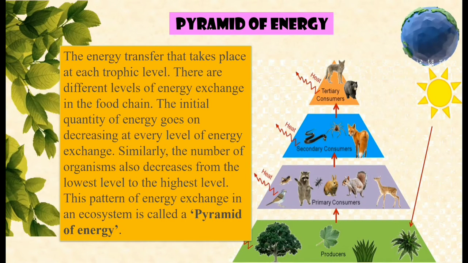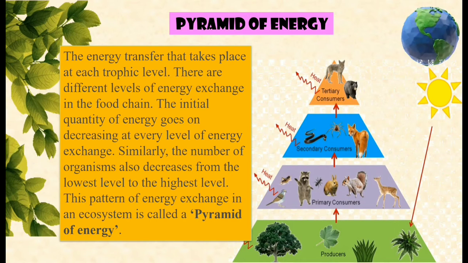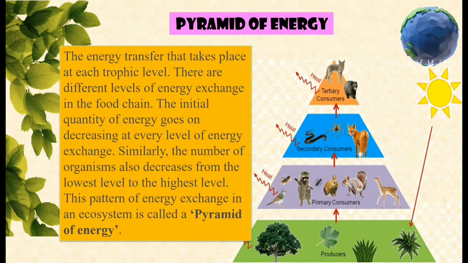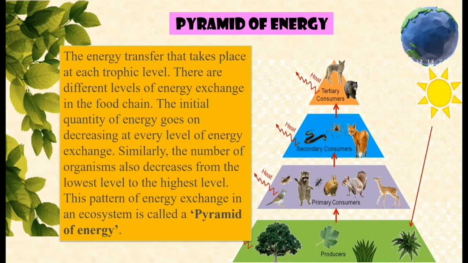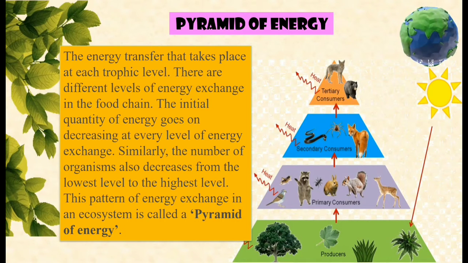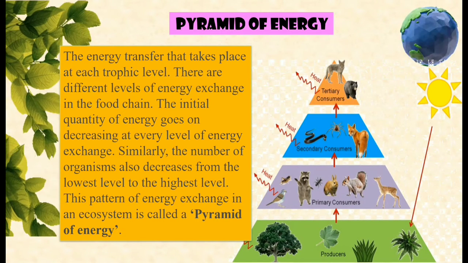The initial quantity of energy goes on decreasing at every level. Okay, energy keeps on decreasing at each and every level as you go up. Similarly, the number of organisms also decreases from the lowest level to the highest level. Everybody can notice the number of plants are more as compared to the number of deers or tigers or foxes. Okay, so this is one more important point that you need to remember. This pattern of energy exchange in an ecosystem is called a pyramid of energy.